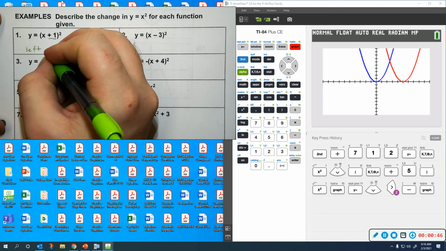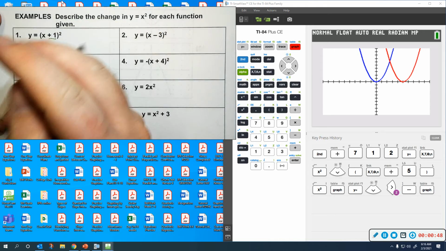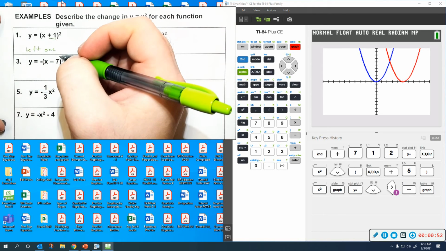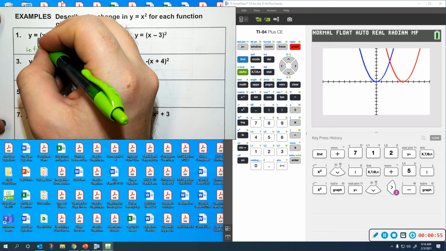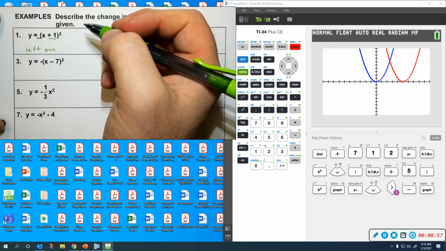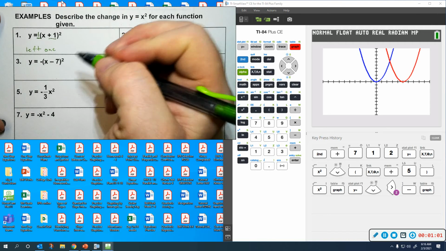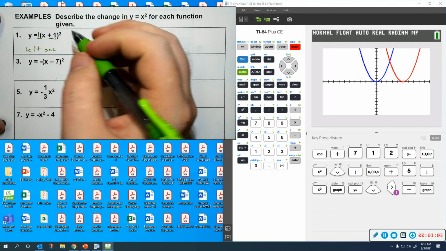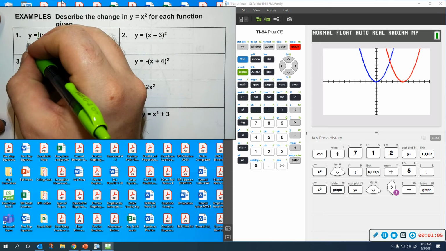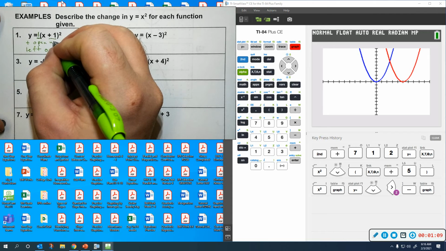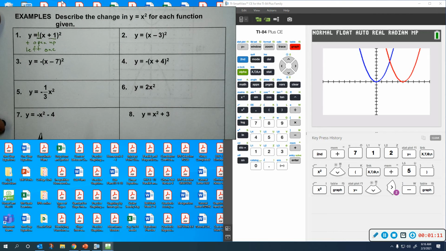Now, another thing we need to remember is if it's going to open up or open down. So look at our a value. What's in front? Well, I don't see a number in front, so it's that sneaky 1. Is 1 positive or negative? Is positive. So this one is going to be opening up, and it goes to the left 1.